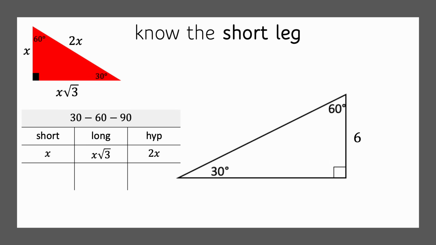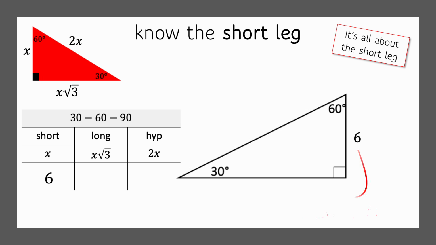30, 60, 90 triangles are a bit more complicated because, well, 30 and 60 are different angles. Notice on the table, I've labeled a short side, a long side, and the hypotenuse. And it's all about the short side. See how I've labeled that one just x? It's the basis for the other leg and the hypotenuse. So for this triangle, the short side is 6. So I'm going to put that in my table.